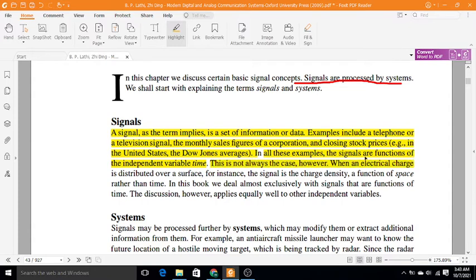When an electrical charge is distributed over a surface, for instance, the signal is the charge density, a function of space rather than time. In this book we deal almost exclusively with signals that are functions of time. The discussion, however, applies equally well to other independent variables.